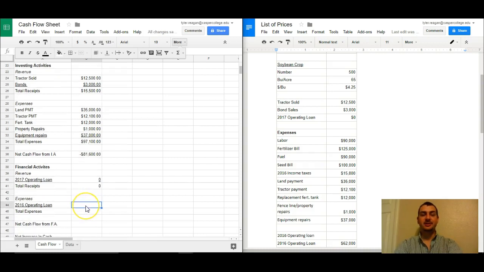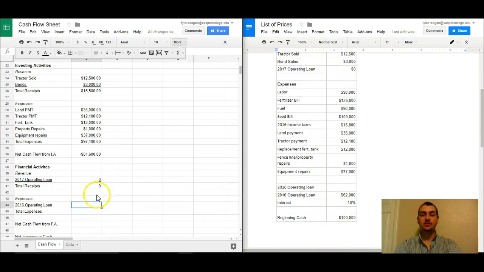We need to look at the 2016 operating loan. We see that the 2016 operating loan was $62,000. Again, we need to do equals sum to find the total expenses. Now, was that the only cost associated with that 2016 operating loan? So you took out a loan in 2016, you have to pay it back in 2017, so therefore it's an expense on those financial activities. But that's not the only expense associated with it. You also have an interest expense. You can see right here I have this interest rate.